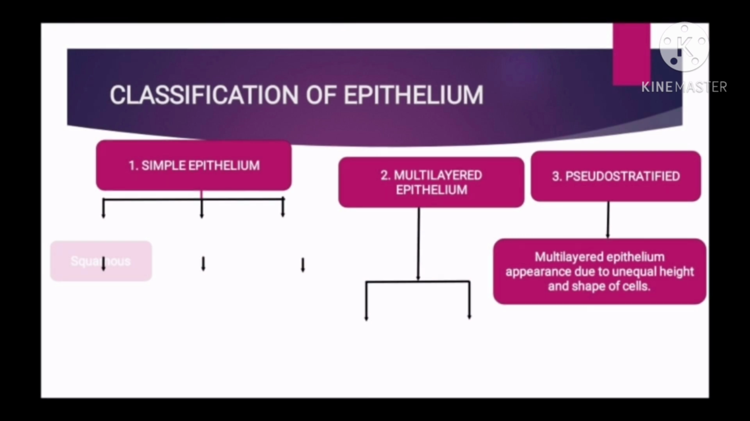The third category in the classification of epithelium is pseudostratified epithelium. This is only a simple epithelium, as each cell rests on the basement membrane, but due to the presence of nuclei at different levels, it has a false appearance of stratification.